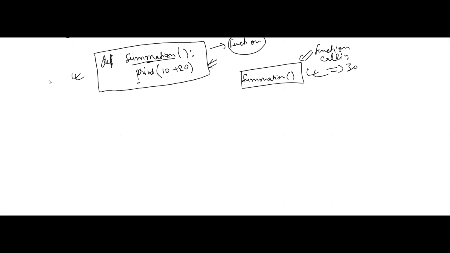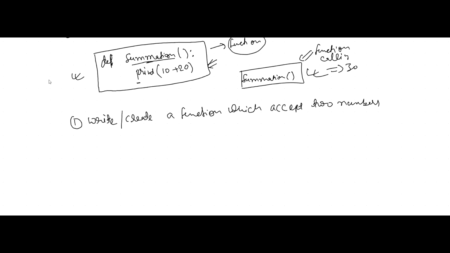But this is not as simple as that. I just tried to explain it in a very layman, simple way so that you can understand. Now the next thing, suppose my question is: write or create a function which accepts two numbers and results with the subtraction of those numbers.